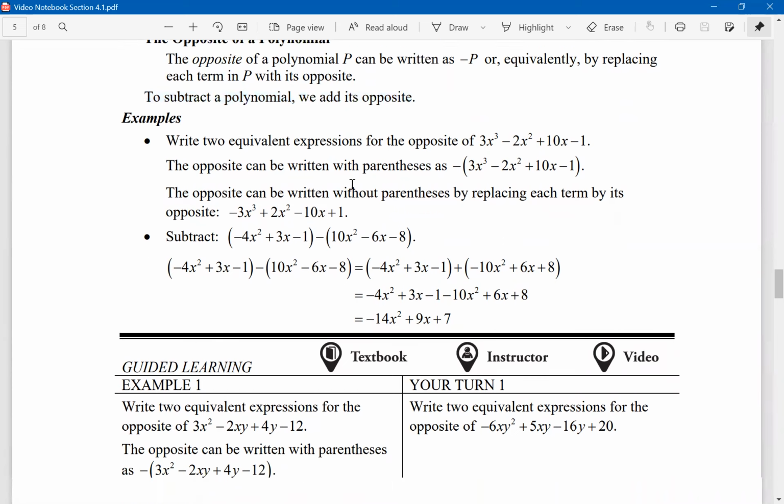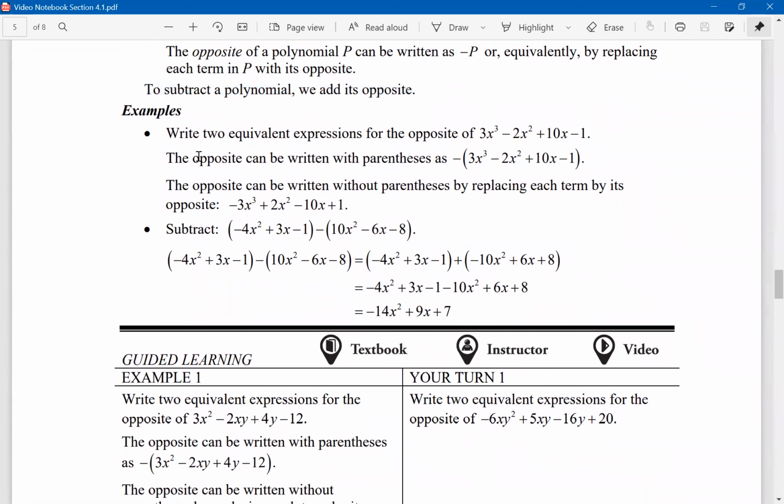Now it's talking about what that means, opposite. So let's see, write two equivalent expressions for the opposite of this polynomial. Okay, so the opposite literally just means you have a minus sign in front of it in parentheses. Then you can distribute that minus sign, I'm writing some arrows here, and essentially change the signs of each term. The opposite can be written without parentheses by replacing each term by its opposite. In other words, you're changing each sign from positive to negative or vice versa.